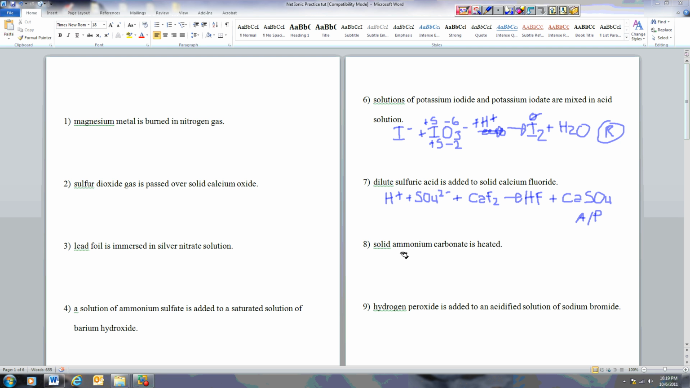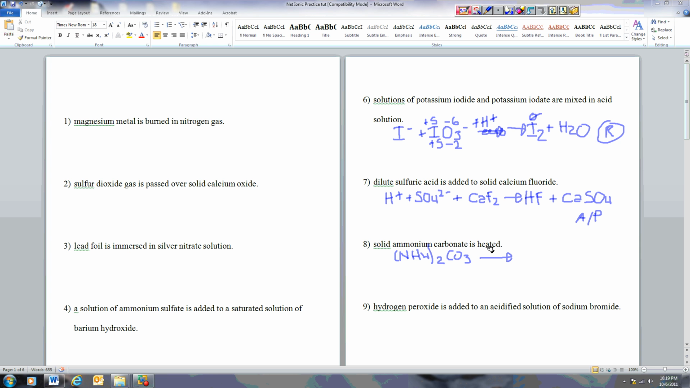All right, now let's look at this one. Solid ammonium carbonate. Solid's telling you don't break it apart. (NH4)2CO3. Now, this is heated. A lot of times students confuse heated with the presence of oxygen, which is burning. This is not burning. Heating always tells you you're having decomposition.